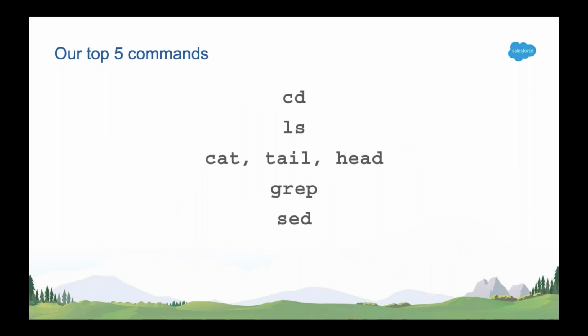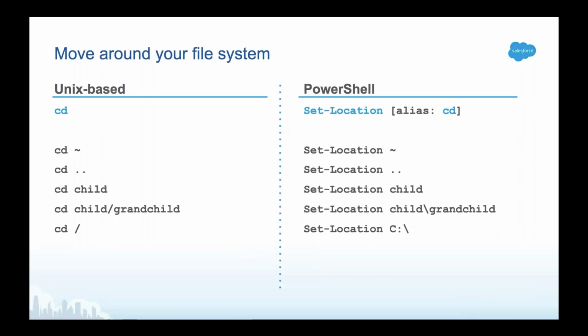So we're going to talk through some of the top 5 commands that you'll use pretty much all the time when you're working in the command line. And then we're going to use them in a demo as well. So one of the first things you'll learn using the command line is how to move around your file system. On the left, you'll see a set of examples that will work with all of the Unix-based systems like Macs.